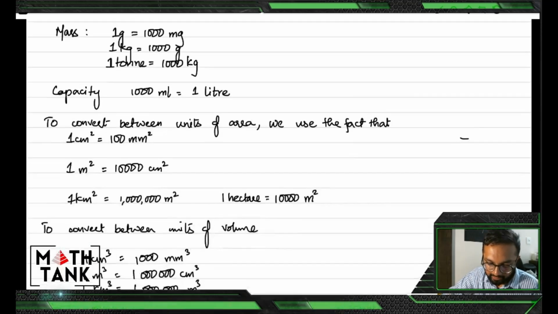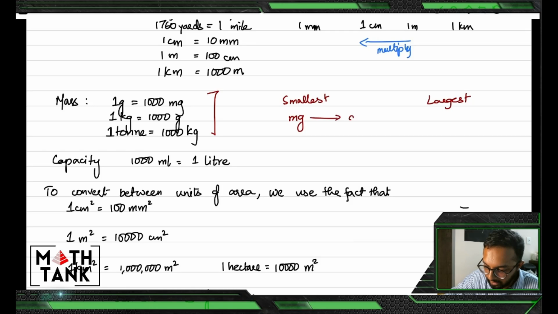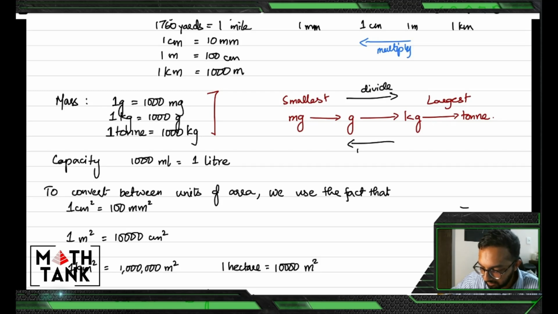Okay. Let's look at more conversions. These are the conversions for mass. Again, if I were to write from smallest to largest, you have mg, then you have g, then you have kg, and then you have ton. Okay, that's how conversions happen. If you are moving in this direction, you divide. If you are moving backwards, you multiply.